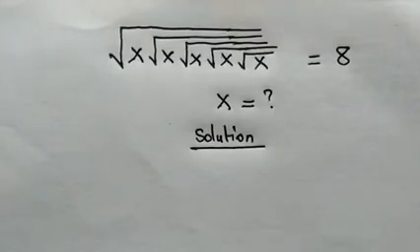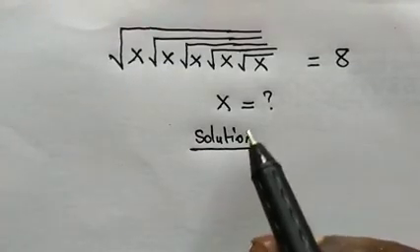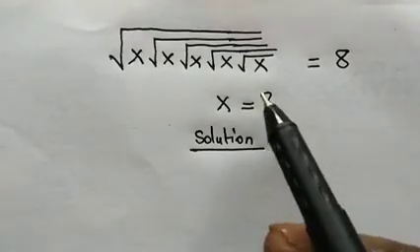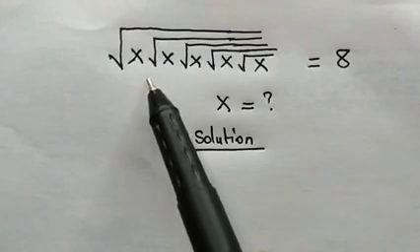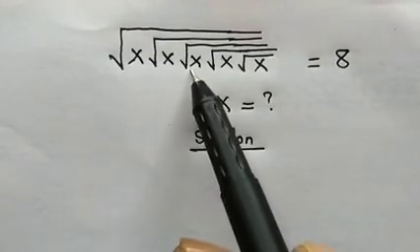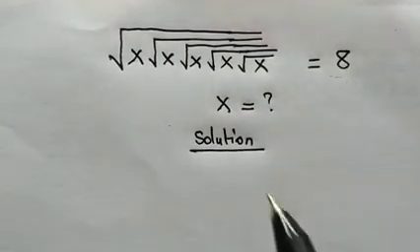Today we have this interesting radical equation, and we're going to solve for the real value of x that will satisfy this equation. So we have square root of x times square root of x times square root of x times square root of x times square root of x. This is equal to 8.